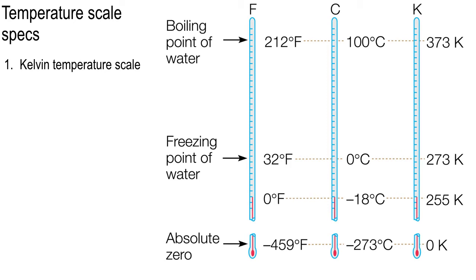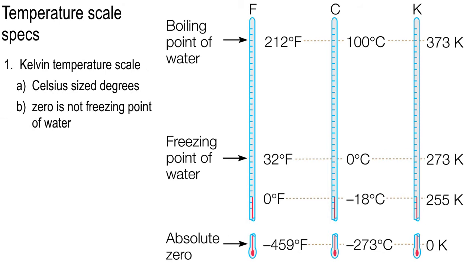Astrophysics and most every other type of physics talks about the Kelvin scale. It's also known as the absolute scale. It uses Celsius-sized degrees, but the 0 point is not the freezing point of water. So this diagram over here tells the three. Let's take a look at it. It's got Fahrenheit on the left, Celsius in the middle, and then the Kelvin scale on the right.